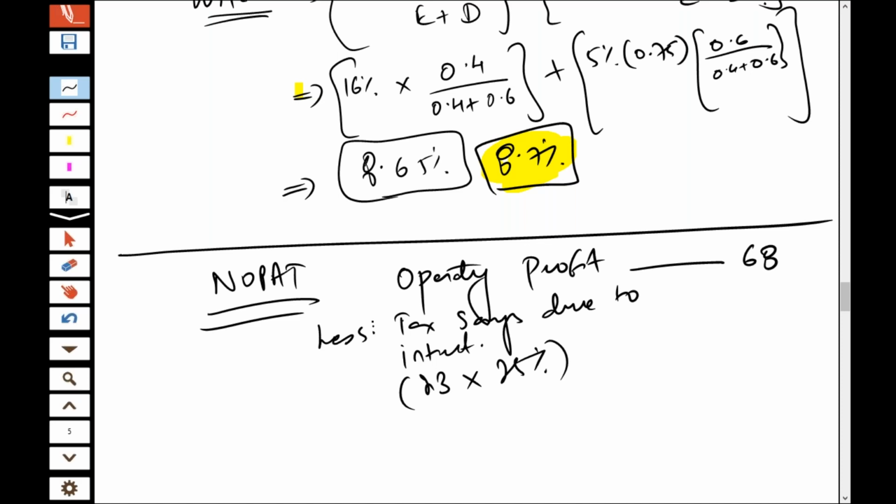Less the tax saving due to interest. How would we calculate it? We would simply say 23 multiplied by 25%. So this actually gives you 5.75.